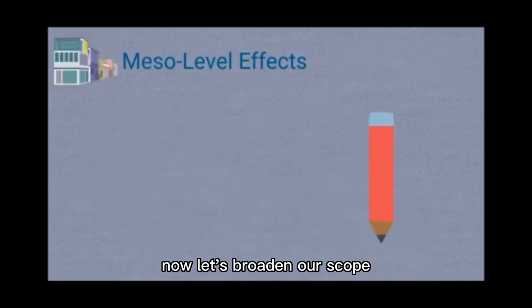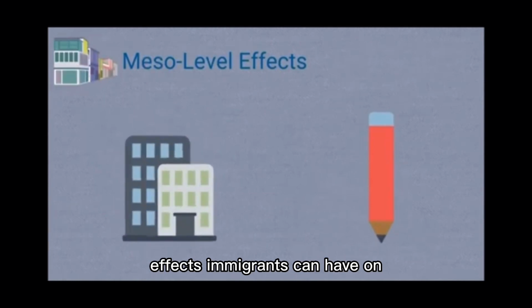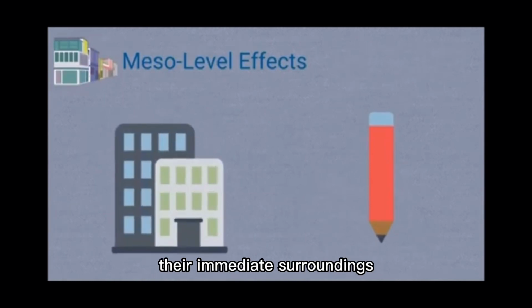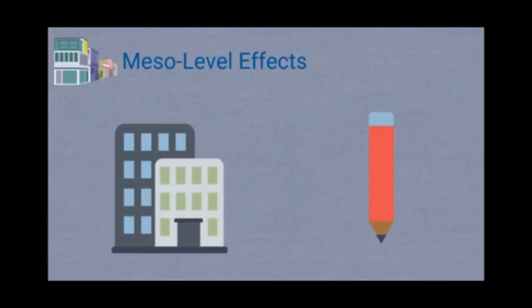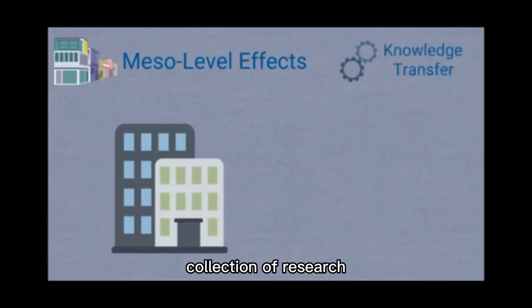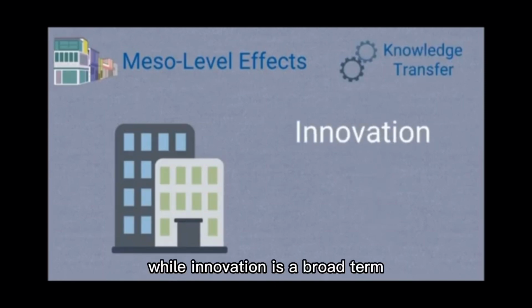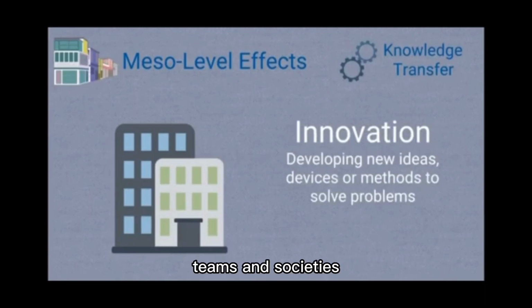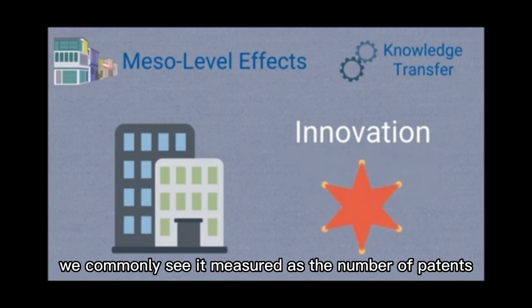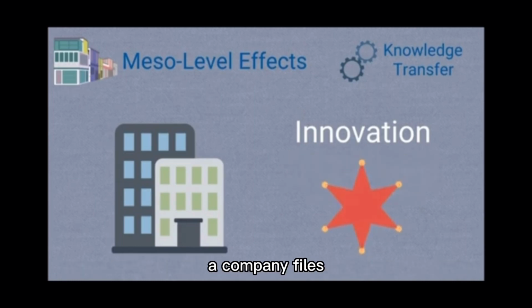Now let's broaden our scope to look at the effects immigrants can have on their immediate surroundings. Here, we will focus on effects at work and school. In the workplace, there is a large collection of research on migrants' effects on innovation. While innovation is a broad term describing how individuals, teams, and societies develop new ideas, devices, or methods to solve problems, we commonly see it measured as the number of patents a company files.